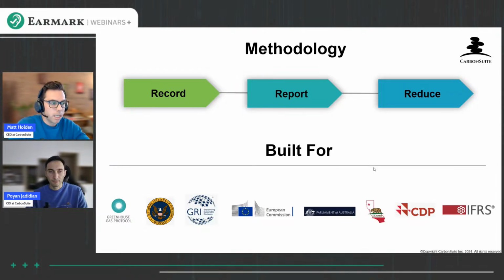Our methodology is record, report, reduce. Again, taking principles, record to report is a financial accounting process and language. We're putting that into our carbon accounting framework and including the reduction step, which is really the purpose of tracking your carbon footprint. And it is built for these logos of reporting frameworks that I'll get to in just a sec. These are the forthcoming or currently existing sustainability reporting frameworks that are in place today.